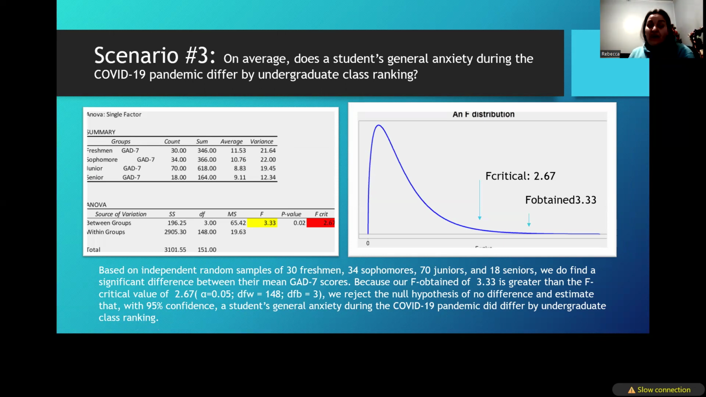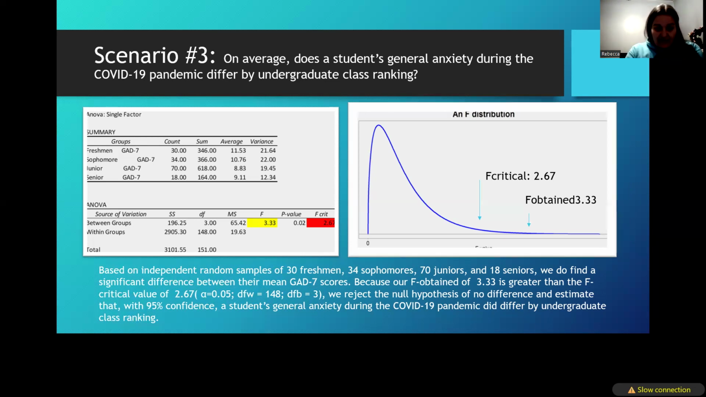Once again, we do find that based on the independent random samples of 30 freshmen, 34 sophomores, 70 juniors, and 18 seniors, that we do find significantly different scores between the GAD-7 scores, because our F obtained of 3.33 is greater than the F critical value of 2.67. We reject the null hypothesis of no difference and estimate with 95% confidence that a student's general anxiety during the COVID-19 pandemic did differ by undergraduate class ranking.